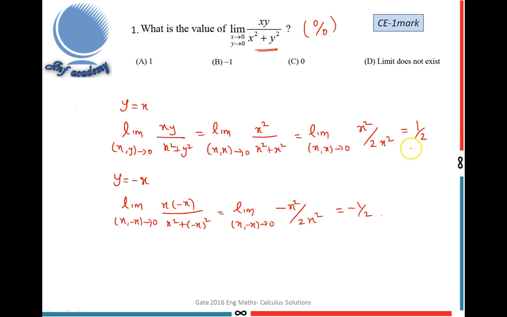Here these two limits are not equal. Since these two limits are not equal, we can conclude that the limit does not exist. So the final answer is option D. Now, second problem.